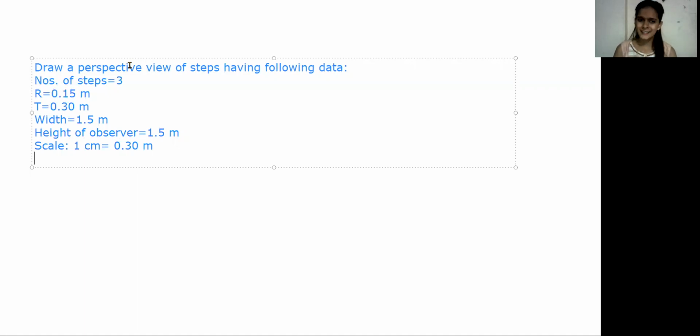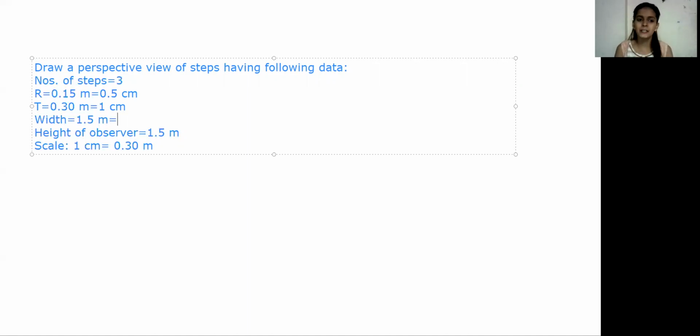Okay. So regarding this scale, we need to convert all the data into centimeters because given data is in meters, and because of scale, we need to convert it into centimeters. So riser, it's 0.15 meter, which is half of the 0.30 meter. So it will be 0.5 centimeter. The next, tread, itself 0.30 meter. We have considered the scale 1 centimeter equals to 0.30 meter. So 0.30 meter equals to 1 centimeter.